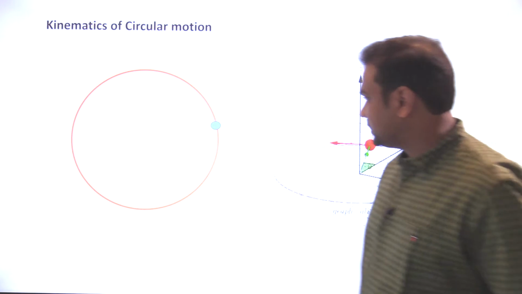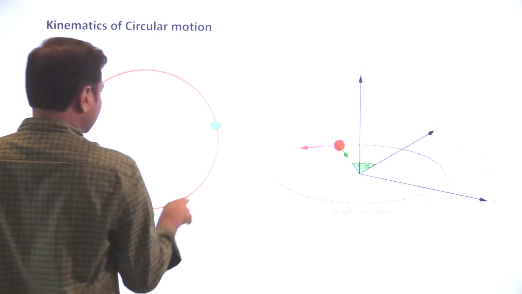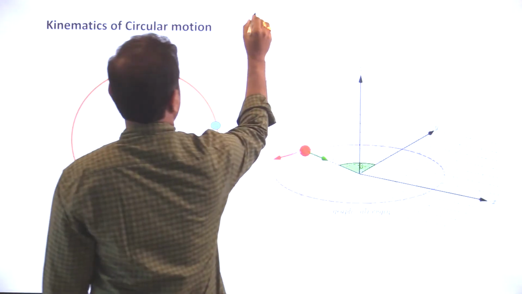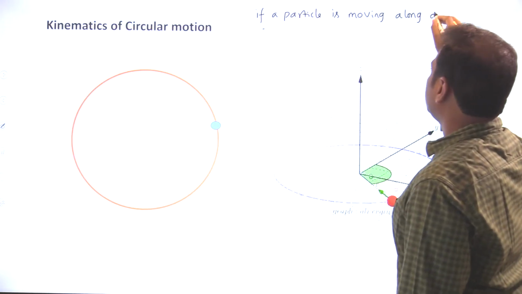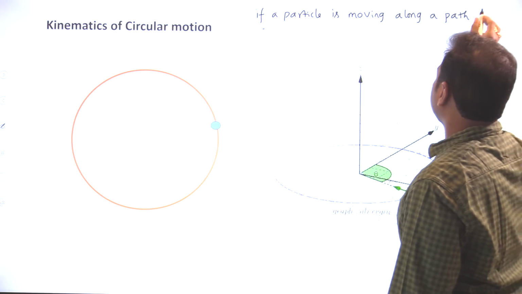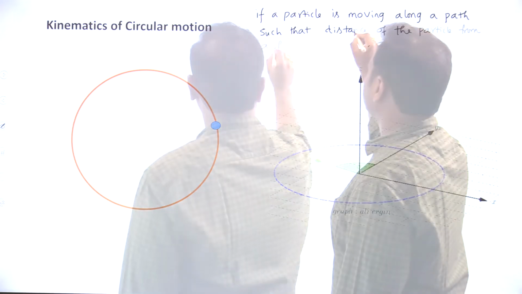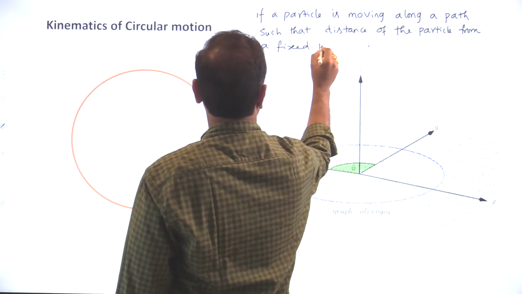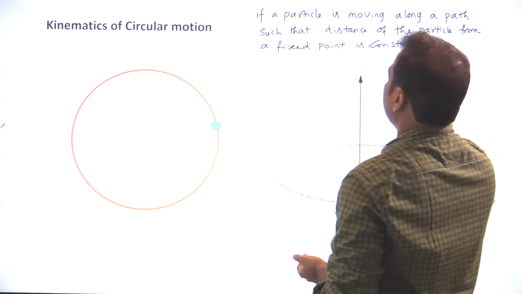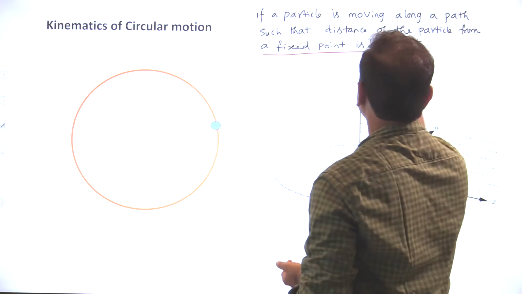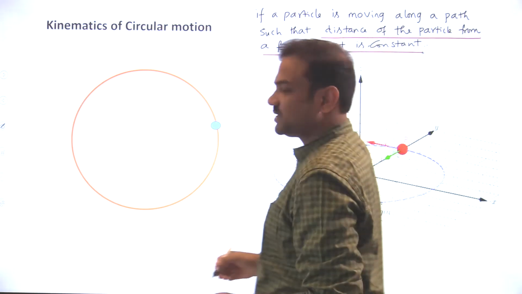This is the circular motion. Okay, if a particle is going in a circular path, what is the meaning of circular motion actually? The definition of circular motion: a particle is moving along a path such that the distance of the particle from a fixed point is constant. This is important. The distance of the particle from a fixed point is constant.